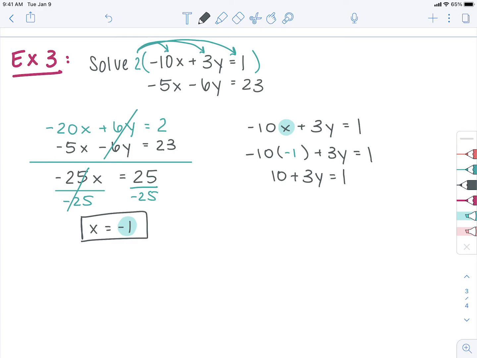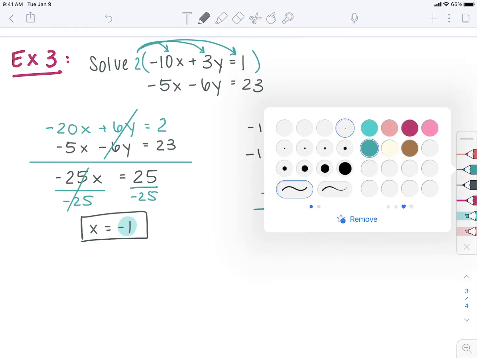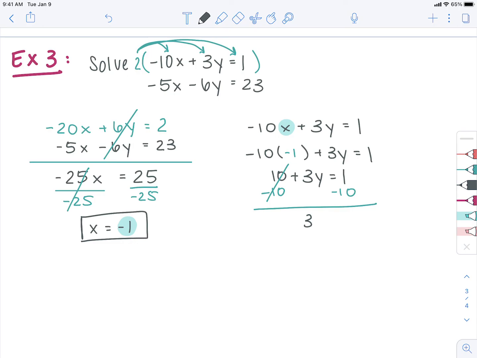I've got to get y by itself, so I'm going to move the 10. So I have 3y equals 1 minus 10 is negative 9. Divide by 3. And I get y equals negative 3.